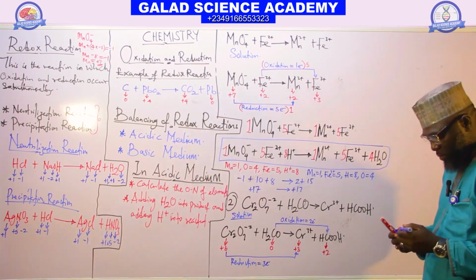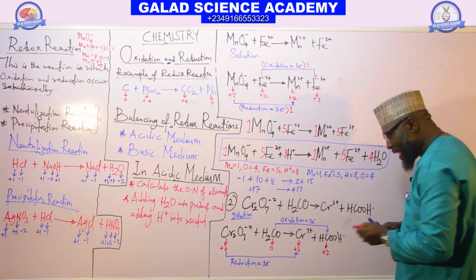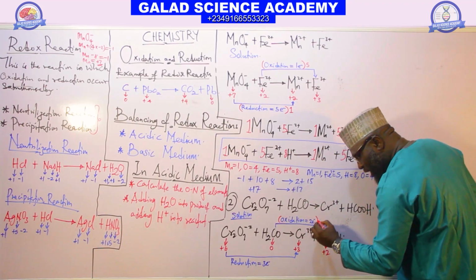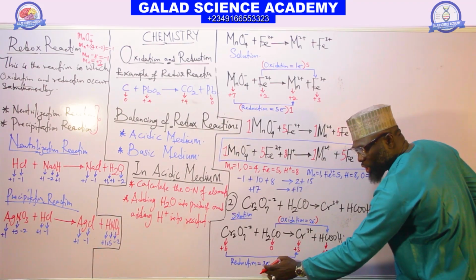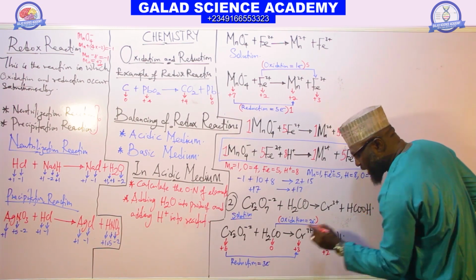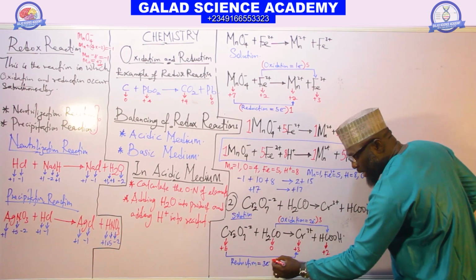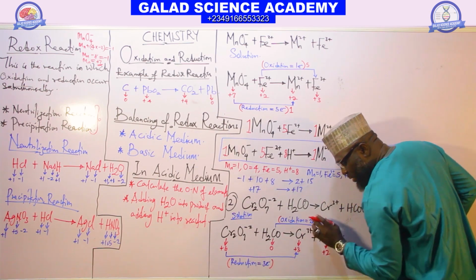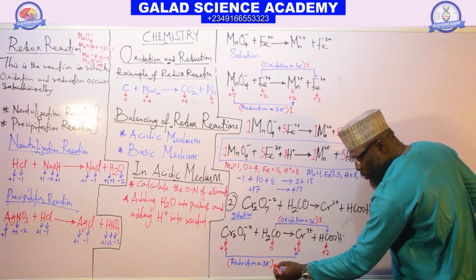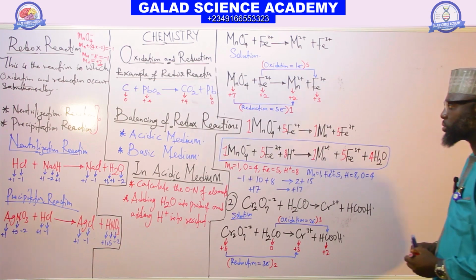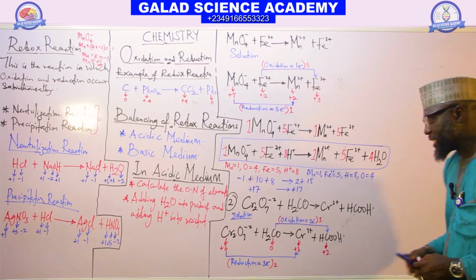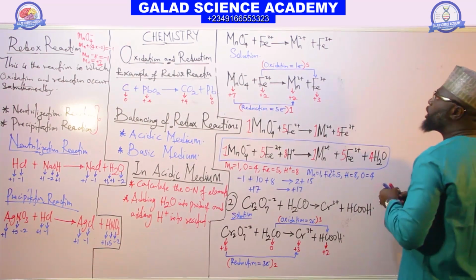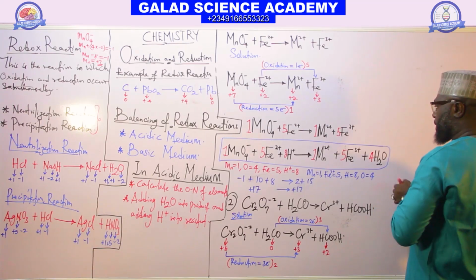But what do we do now? We multiply the reduction by the number of electrons in which this one is being reduced, which is 3, put 3 here, then multiply this by the number of electrons of the one that increases, which is 2. By doing that, it will lead us to this next equation here.